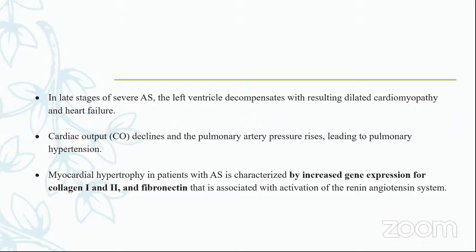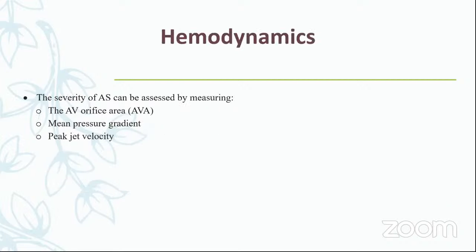In the later stage of severe AS, the left ventricle will start to decompensate, resulting in dilated cardiomyopathy and heart failure. Cardiac output will decline, then the pulmonary artery pressure will rise, resulting in pulmonary hypertension. And the myocardial hypertrophy in patients with AS is characterized by increased gene expression for collagen 1, 2, and fibronectin, which is associated with the activation of the renin-angiotensin system.